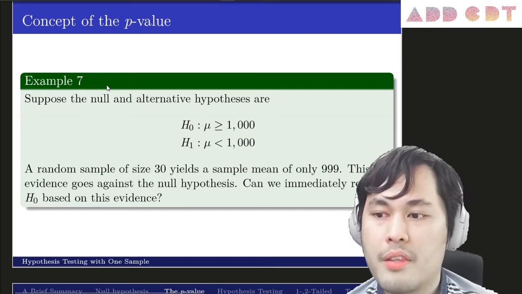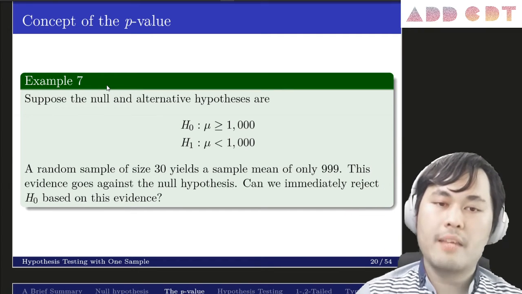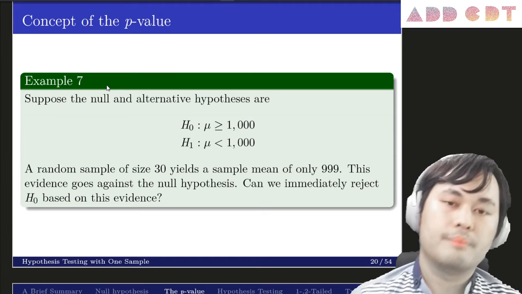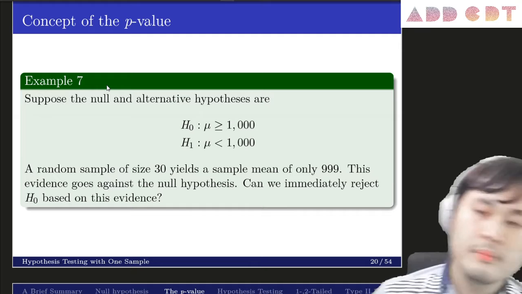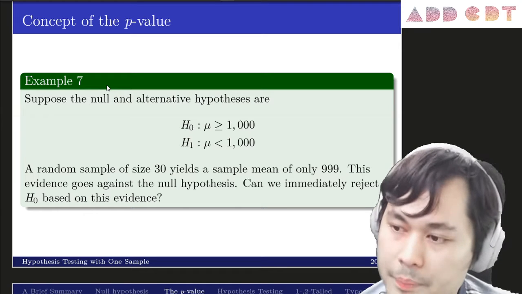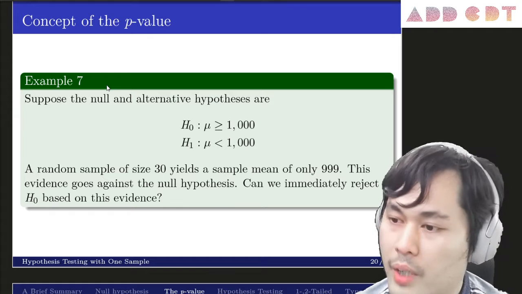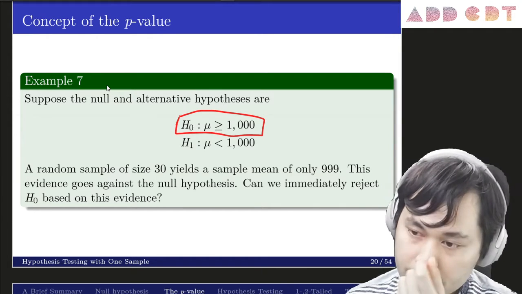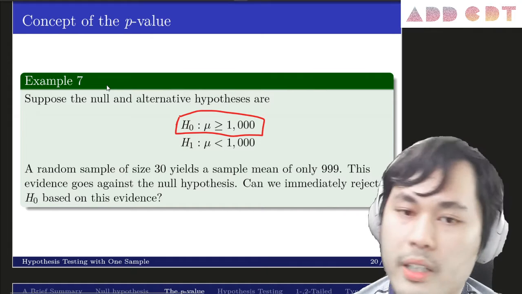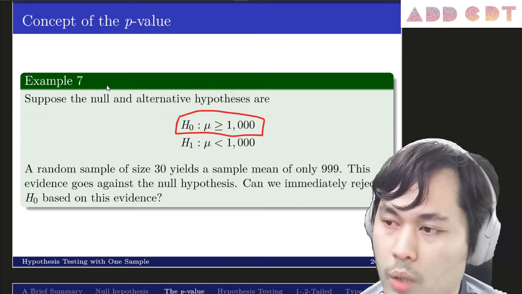So suppose that we set up the null hypothesis, H null, that mu is at least 1,000. So we believe that the average is at least 1,000. That may be true or false, right? That we can't say for sure. Okay. So we have to do something to test whether our assumption, our hypothesis, was correct.